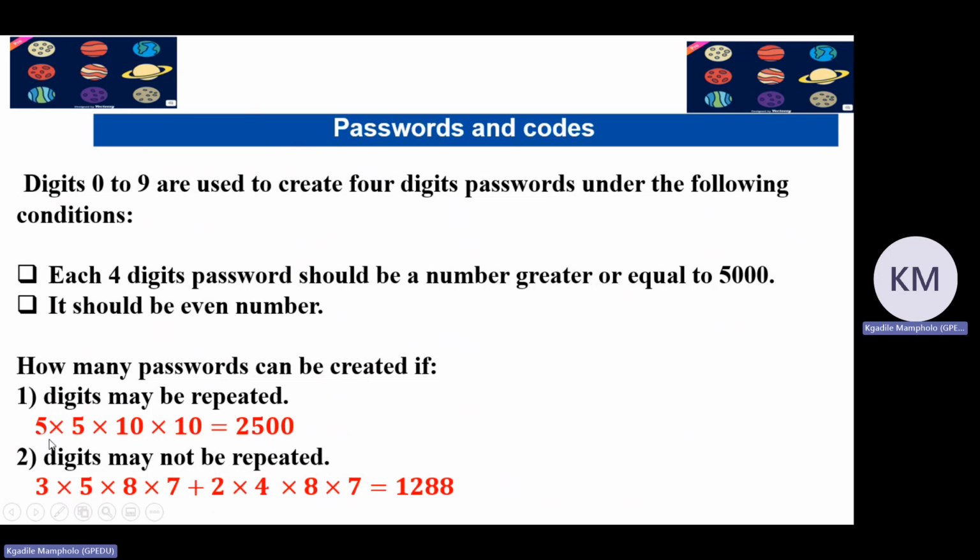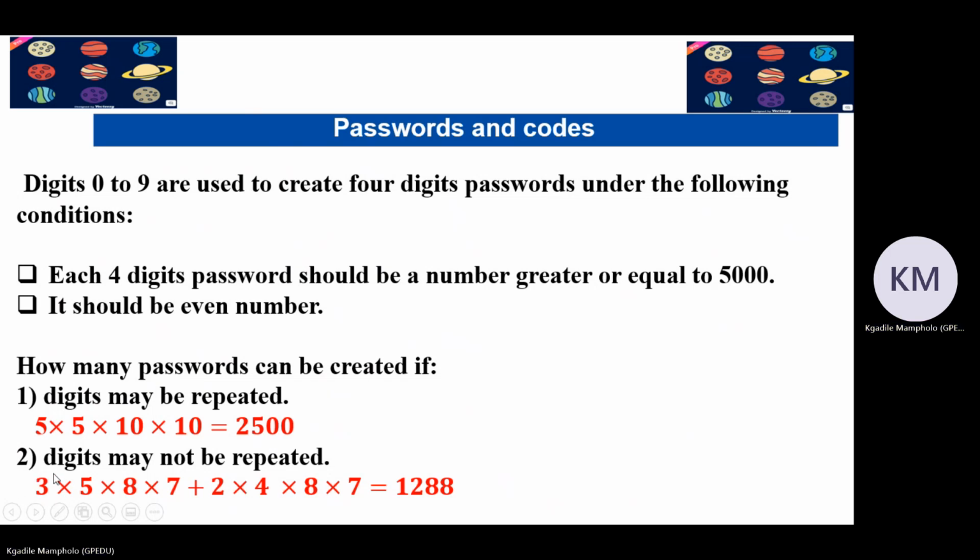Hence, we separated the even numbers that can be at the beginning and the odd numbers that can be at the beginning. This 3 represents the odd numbers that can possibly be at the beginning, and this 2 represents the even numbers that can possibly be at the beginning. This 3 is what? 5, 7, and 9. This 2 is 6 and 8. These are the numbers that can be at the beginning.